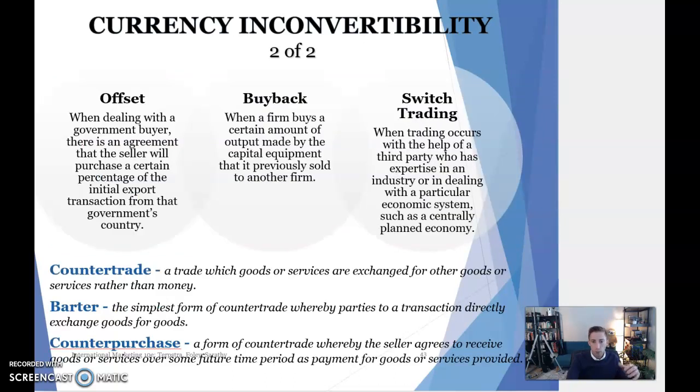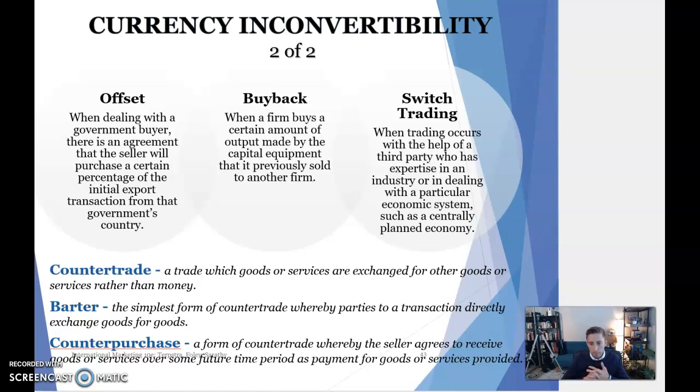So there's ways to do this. Of course, there's offsets. When dealing with a government buyer, the seller will purchase a certain percentage of initial export transactions that's from the country. So they'll buy a Chinese made, for example. Or the buyback, a firm buys a certain amount of output made by the equipment they sold. That's the example I'll give in a second. And then there's switch trading, where parties exchange expertise, or it's an exchange of using a third party to help with the deal.